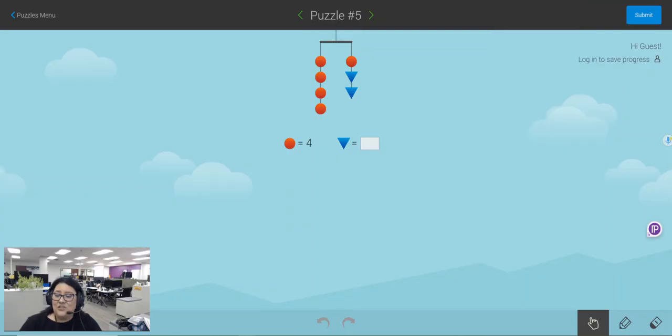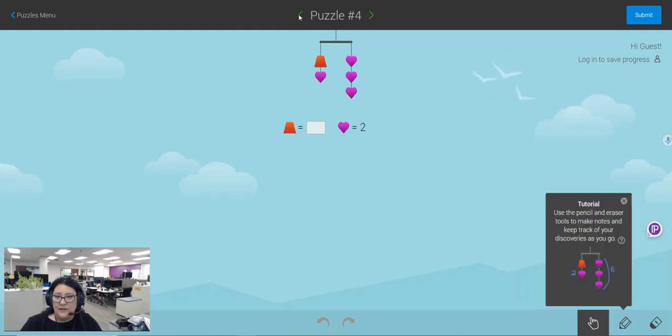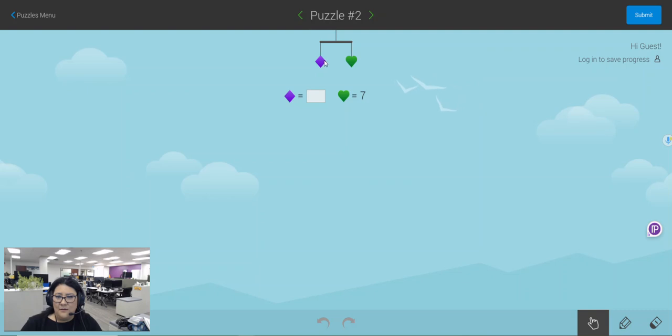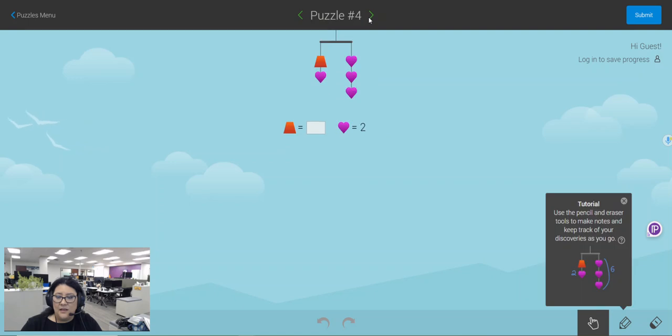The other thing I wanted to show you is Solve Me Mobiles. This is great for algebra as well. It throws you off a little bit because sometimes they'll have two different symbols, but because this is balanced right here, this has to also be 7. So as you can see, the complexity grows as you proceed through the puzzles, and they also have fractions for this too.